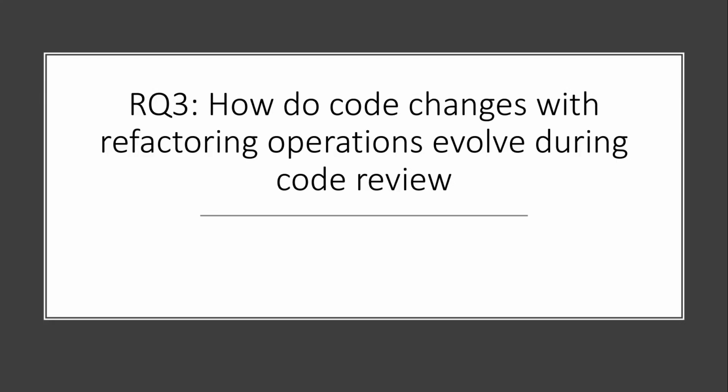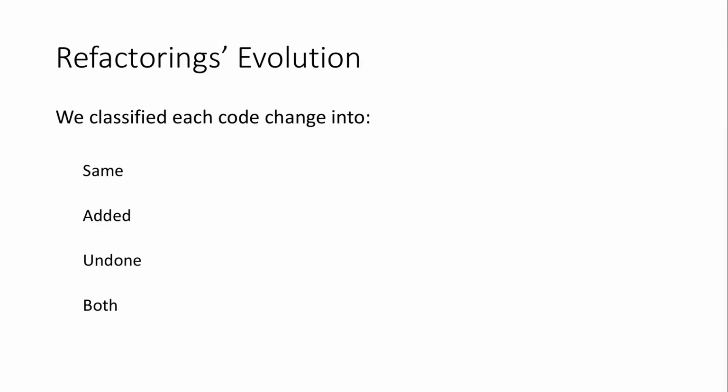The third research question was, how do code changes with refactoring operations evolve during code review? To do this, we classified each code change into 4 different categories regarding their refactorings' evolution. The first category is same. This category means that a certain change was created the very first time with a set of refactorings, and these refactorings never changed. Throughout the whole history of that change, all the very same refactorings were present in all the revisions. In the added category, there is at least one refactoring operation that was added during a review. In the undone category, there is at least one refactoring operation that was removed from the code change during the evolution of that change. And in the both category, there are refactoring operations that were added and undone during the evolution of that code change.